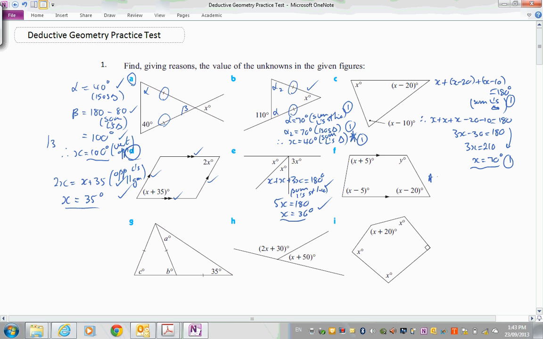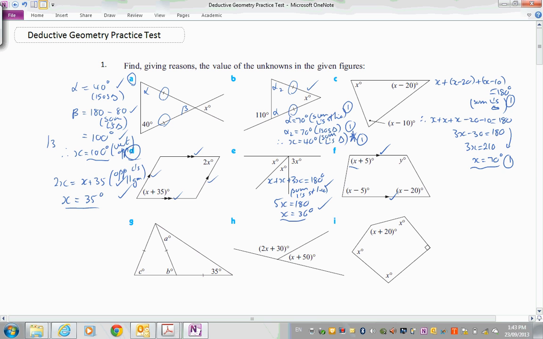Sum of angles of a quadrilateral will equal 180. Oh, I think we have to do better than that, though, don't we? Because there's a y in there. That's going to be a bit harder. So let's have a look. Here, parallel lines, forgot those, it's a trapezium, it's not just a quadrilateral.